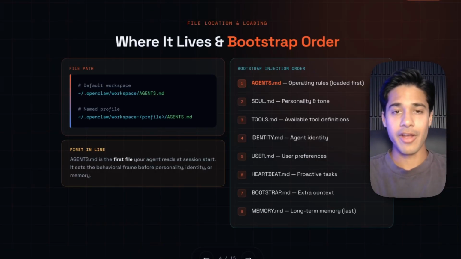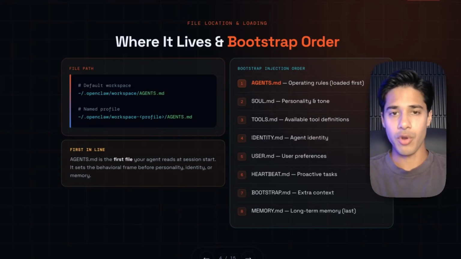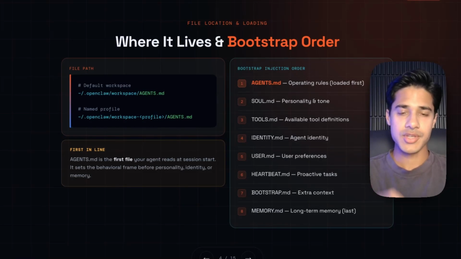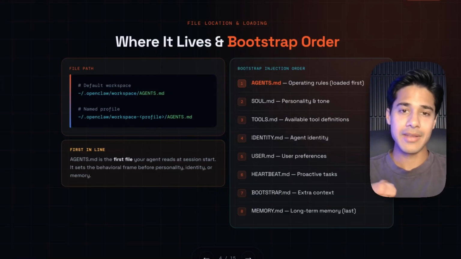The file is going to live on the file path shown on the slide. It's the same workspace directory as the soul and memory markdown files, and the same markdown format. What's different here is that the agents file sits first in the Bootstrap injection order. When a session starts, OpenClaw injects all your workspace files into the system prompt as project context, and the order is this: agents first, then soul, then tools, identity, user, heartbeat, Bootstrap, and finally memory.